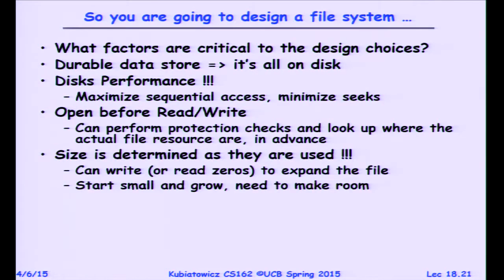Size is determined as the user uses it. So when you open a file, the operating system has no idea how big that file is going to be. And then you proceed to write a byte and close, that's a little file, or you write 2 terabytes and close, that's a big file. And the operating system doesn't know the difference between those until it starts seeing all the data. So that's a problem. It's an interesting one because it basically means we need to somehow start small and grow our files. It's an allocation problem.